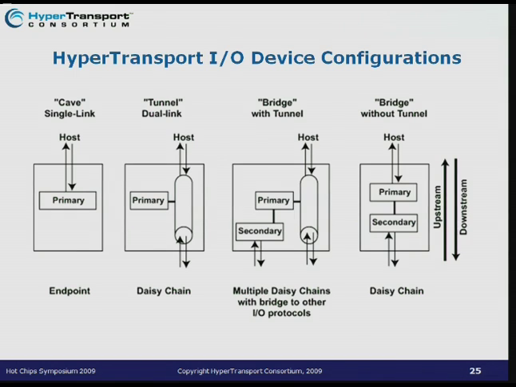So by using those bridges with a tunnel, we transform those linear arrays or chains into trees, so that we can plug a relatively large number of devices with a small number of hops, so that latency can be kept as short as possible. And finally, we of course have bridges without tunnels.